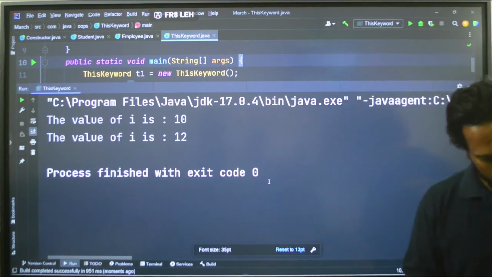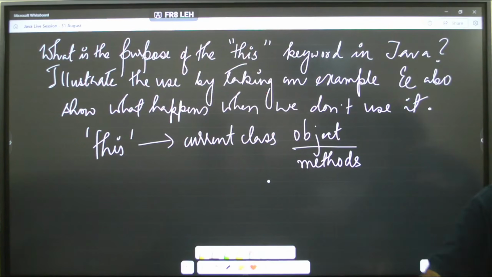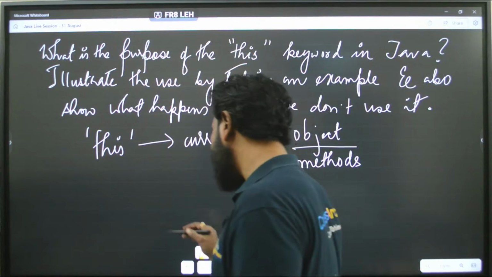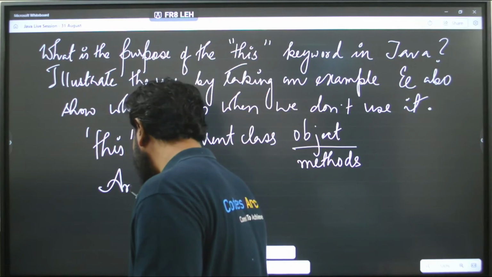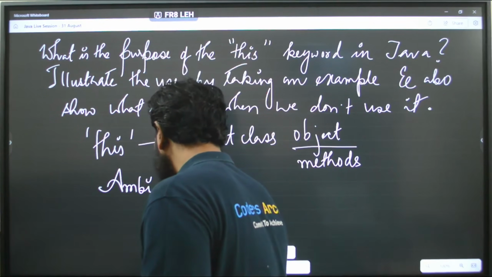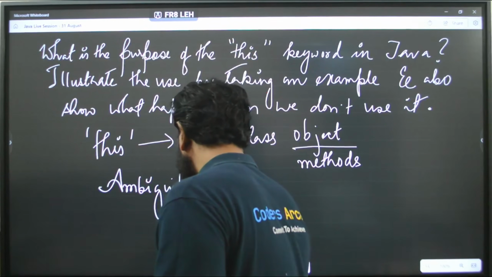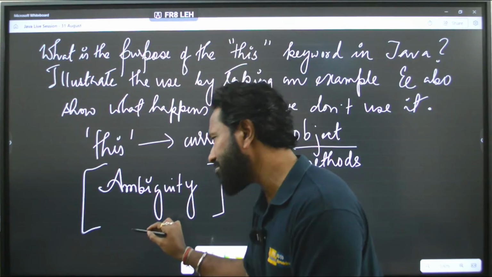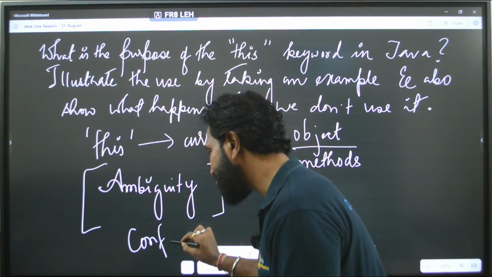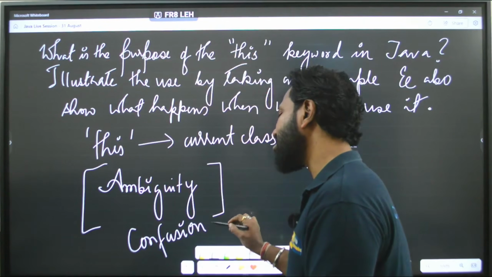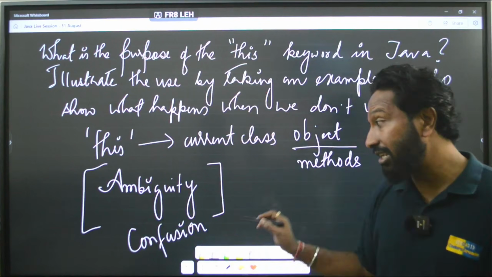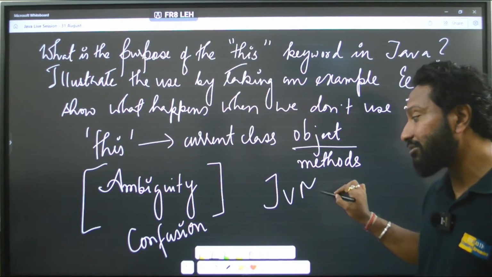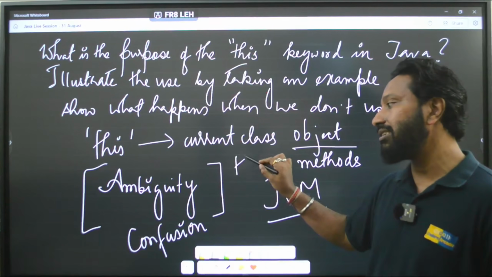This keyword removes a very important thing from our code. What does it remove? It removes ambiguity. Ambiguity is removed. Ambiguity means what? In very simple terms, it is called confusion. The confusion from our code is removed. The JVM easily understands what is going on. That is why we need the this keyword.